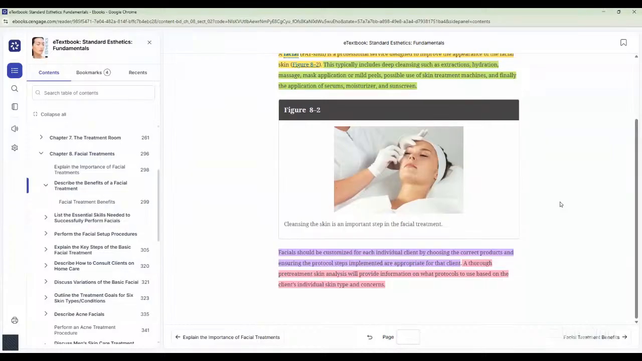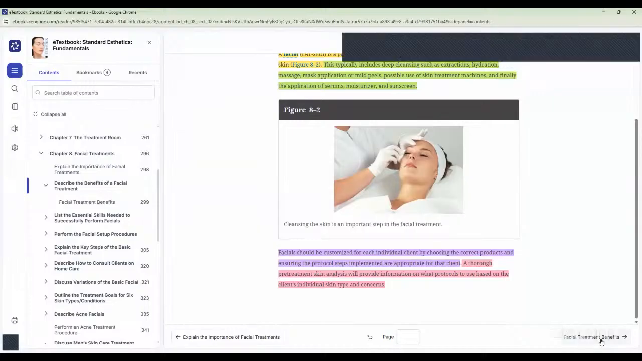It says a thorough pre-treatment skin analysis will provide information on what protocols to use based on the client's individual skin type and concerns. So when we talked about chapter 5 in the fundamentals, there was the skin analysis. We're seeing it again. You're going to see the skin analysis throughout a lot of things in this particular textbook. And so we're referencing skin analysis again over in facial treatments.